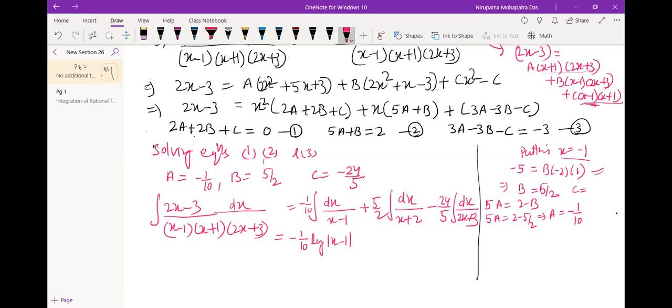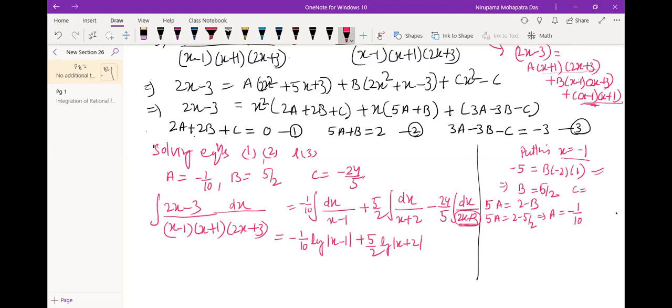Okay. Plus 5 by 2 log x plus 2. And the third one is minus 24 by 5, so you know it, that is fine. But here be very careful. 2x plus 3. This is 2x plus 3. Now the differential of 2x plus 3 is 2 dx.